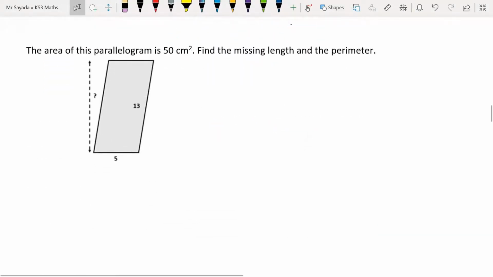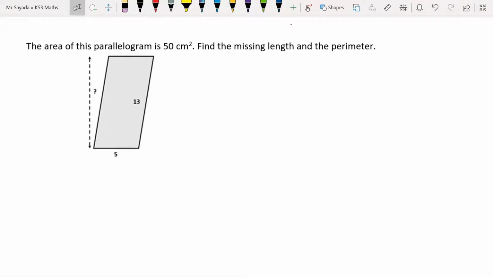Now we're going to do some harder problems. So this is the first one. Pause the video to read it. Press play once you've read it. So you should have now read this question. What we're told is that the area is 50 centimeters squared. And we know this length here, which is base. We also know this side over here. But that's not going to help us with the first part of this problem. The first part of this problem, we're just trying to find this missing length here.